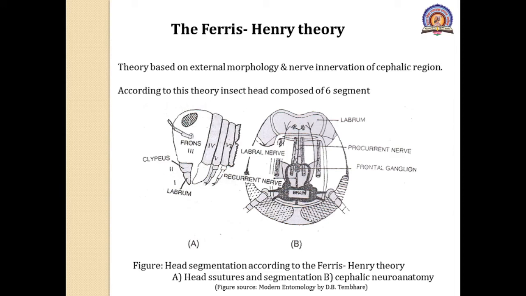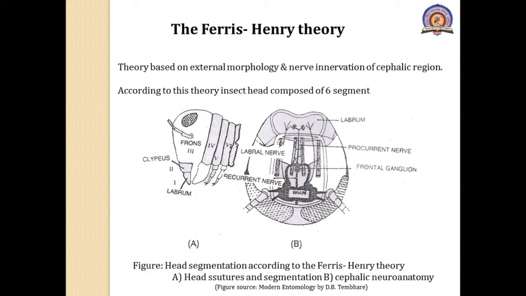The tritocerebral part of the brain is thus the ganglion of the labral segment, as from the tritocerebral part of the brain arises a nerve. These nerves provide the nerve innervation to the labral region, and on this observation Henry has asserted that the tritocerebrum is the ganglion belonging to the labral segment.